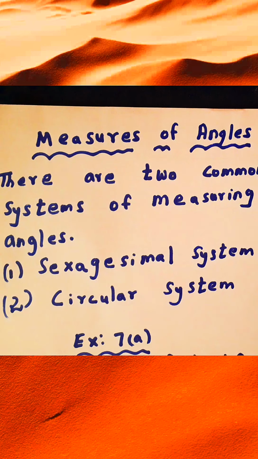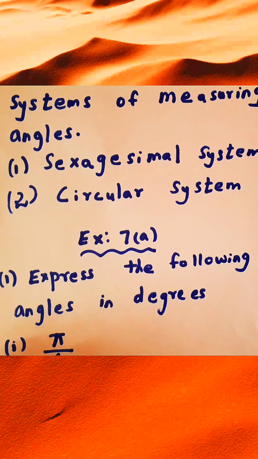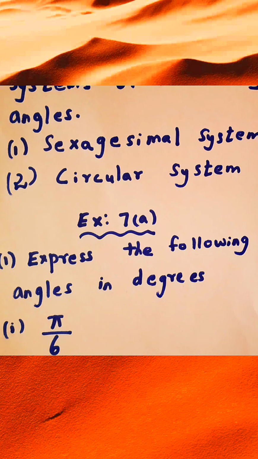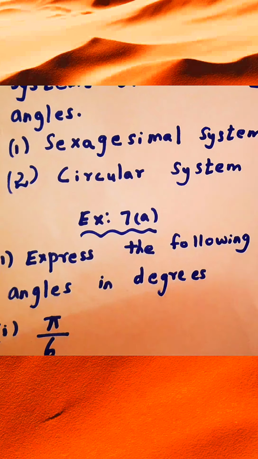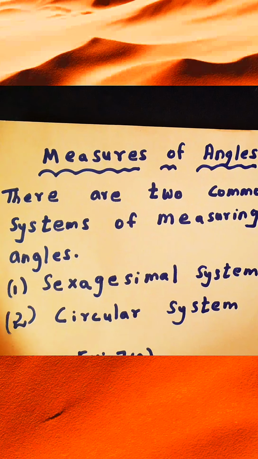Students, I request all of you to take exercise 7a from your textbook, page number 79. Copy the first problem. Express the following angles in degrees, and the given angle is pi by 6. You can take down the question, and we'll see how to solve it.